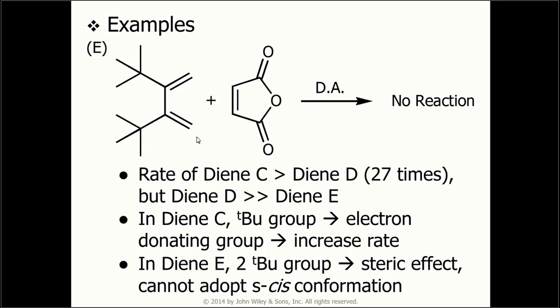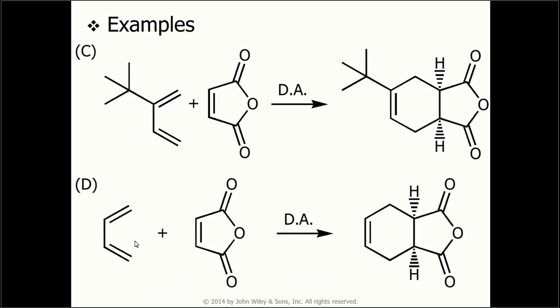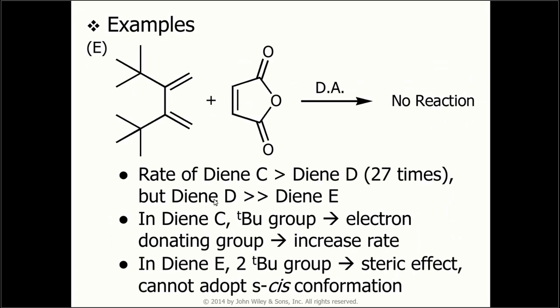All right. So this is just saying that diene C is faster than diene D. That's C and D. And then D is much faster than diene E. In this case, in order to adopt the S-cis conformation, we would have to put the 2 tert butyl groups cis to each other. And at this point, again, if you make the model of these, you'll see that you have some significant steric problems right here, where you're not going to be able to put those 2 hydrogens in the same place at the same time.